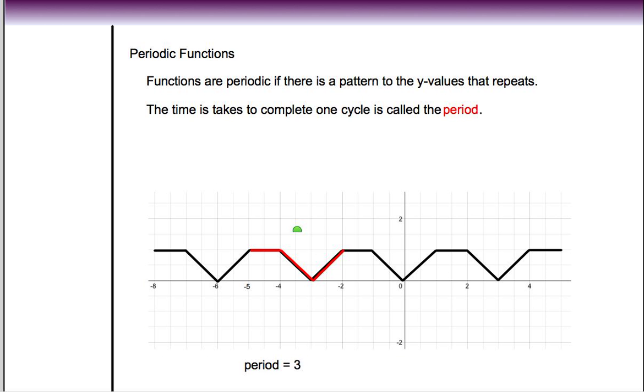Well, if I can get it. Come on, guy. Well, guess I can't move it. Let's see if I can move it back. There we go. It would overlap the function exactly.